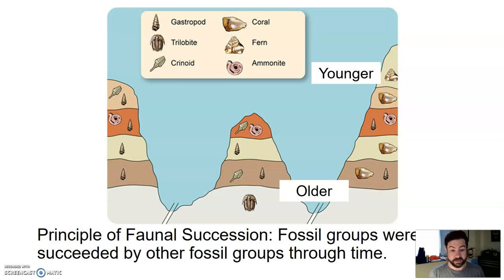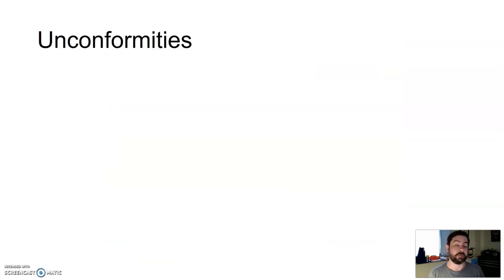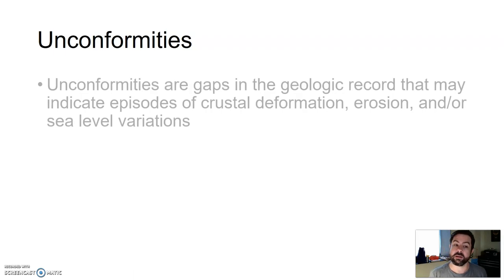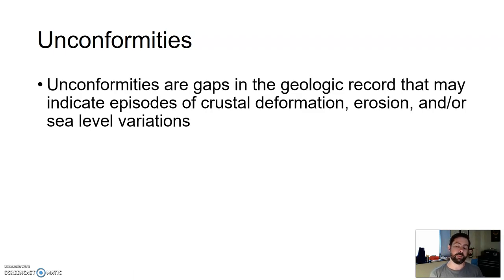Now, sometimes weird things happen. Those weird things are called unconformities. Unconformities, again, I briefly described them, but they're gaps in the geologic record. They're gaps in time. They may indicate episodes of crustal deformation, so crumpling of the crust, folding of crust, erosion, the breaking down and movement of material, and/or sea level variations, new deposits of sediment and/or sedimentary rocks.